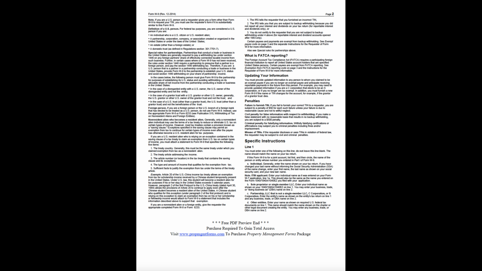However, Paragraph 2 of the First Protocol to the U.S.-China Treaty, dated April 30, 1984, allows the provisions of Article 20 to continue to apply even after the Chinese student becomes a resident alien of the United States. A Chinese student who qualifies for this exception, under Paragraph 2 of the First Protocol, and is relying on this exception to claim an exemption from tax on his or her scholarship or fellowship income would attach to Form W-9 a statement that includes the information described above to support that exemption.